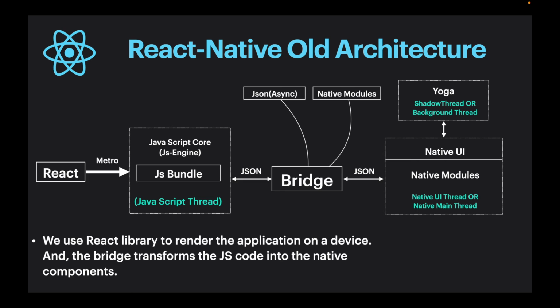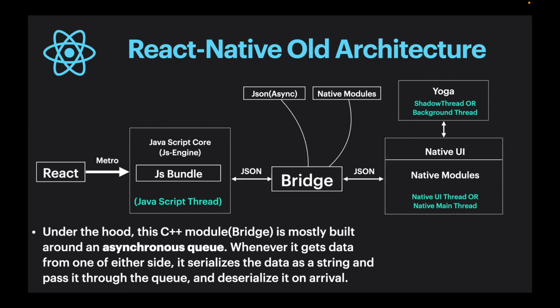So you know that in React Native we use the React library to render the application on a device, and the Bridge transforms the JS code into native components. So it's a combination of React plus native code. The React library renders the application on the device, and the Bridge transforms the JS code into native components.